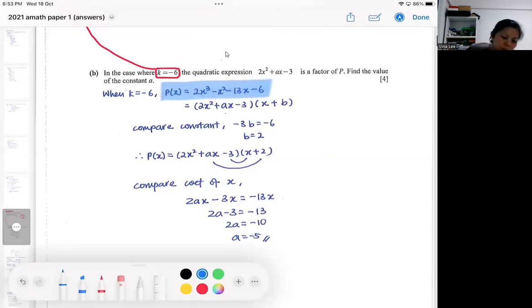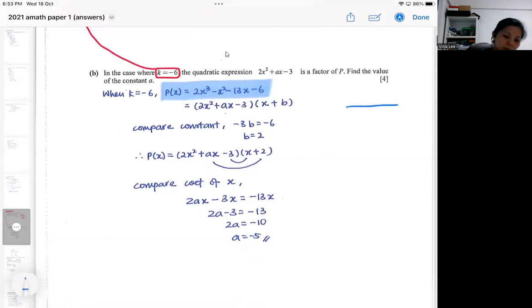It's not possible for you to do a long division either. Can you imagine you try doing a long division? It will not work because there's an unknown in the divisor. So your long division cannot work. So in this case, we will need to use the compare coefficient method.